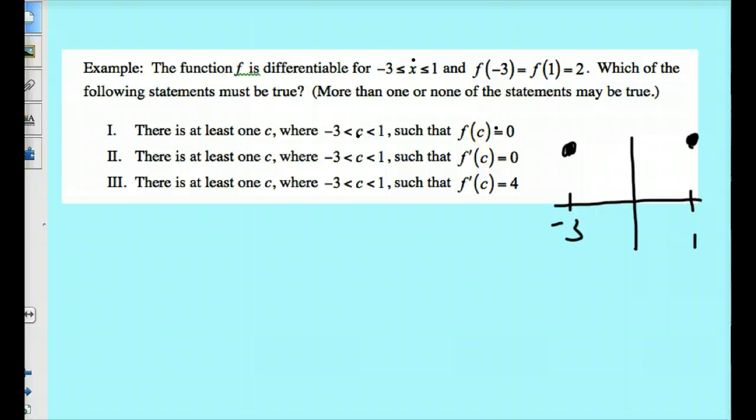So to get from point A to point B, do I have to hit 0? No, right? Usually that's the intermediate value theorem. In this case, I don't have to hit 0. I can go from here to here right away. So I know 1 is not true. It says there is at least one C where negative 3 less than C less than 1 such that f prime of C is equal to 0.